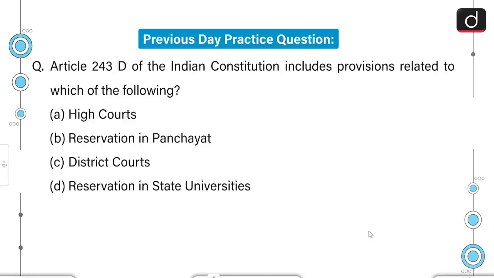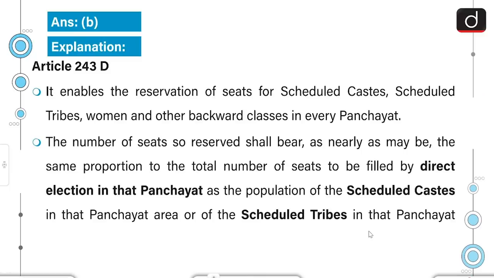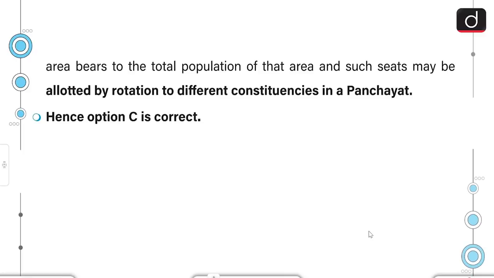Article 243D of the Indian Constitution includes provisions related to which of the following? The correct answer is option B, that is reservation and panchayat. Now, Article 243D enables the reservation of seats for SCs, STs, women and OBCs in every panchayat. And the number of seats reserved shall bear, as nearly as may be, the same proportion to the total number of seats to be filled by direct elections in that panchayat as the population of the scheduled caste in that panchayat area or of the scheduled tribes in that panchayat area bears to the total population of that area, and such seats may be allotted by rotation to different constituencies in a panchayat.